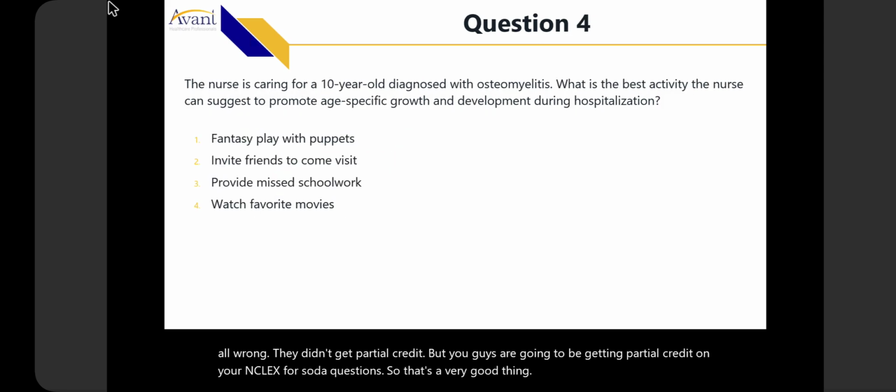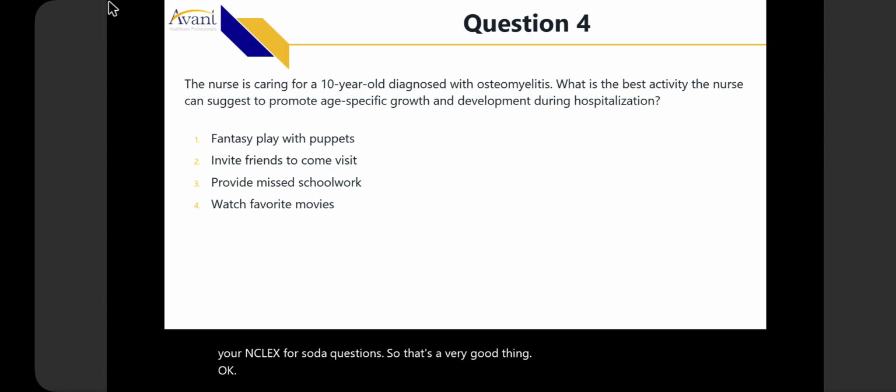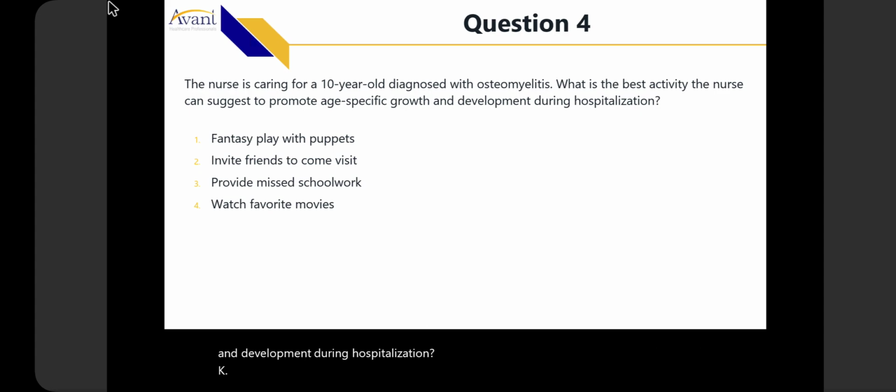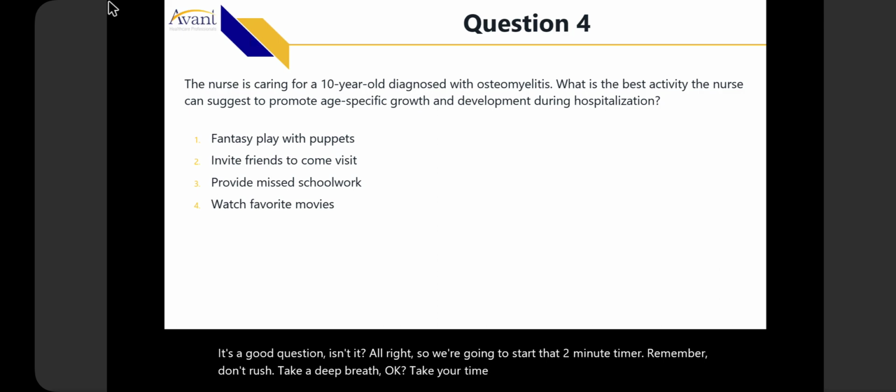All right, let's get moving to question 4. The nurse is caring for a 10-year-old diagnosed with osteomyelitis. What is the best activity the nurse can suggest to promote age-specific growth and development during hospitalization? It's a good question, isn't it? So we're going to start that 2-minute timer. Remember, don't rush. Take a deep breath. Take your time. And I'll see you in 2 minutes.